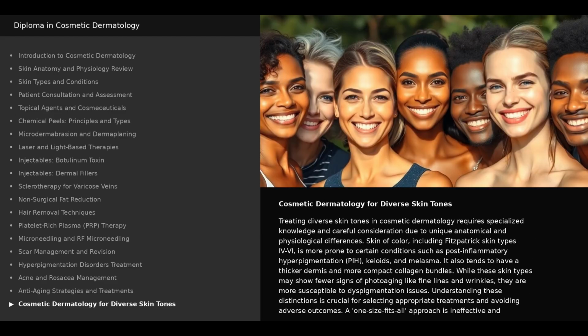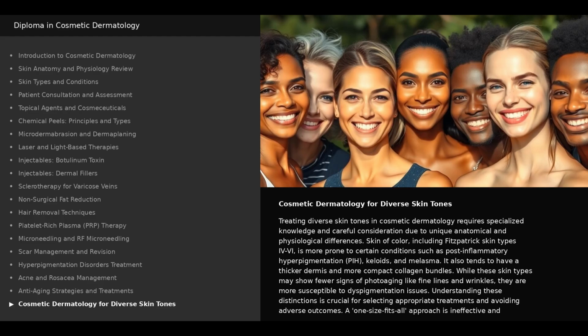Cosmetic dermatology for diverse skin tones. Treating diverse skin tones in cosmetic dermatology requires specialized knowledge and careful consideration due to unique anatomical and physiological differences. Skin of color, including Fitzpatrick skin types 4 to 6, is more prone to certain conditions, such as post-inflammatory hyperpigmentation, PIH, keloids, and melasma. It also tends to have a thicker dermis and more compact collagen bundles.